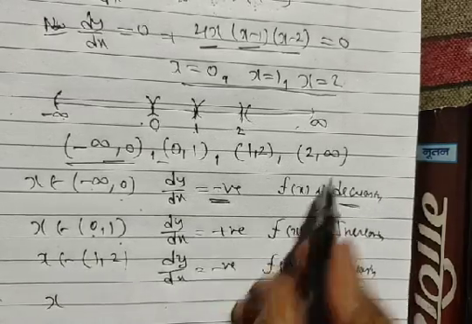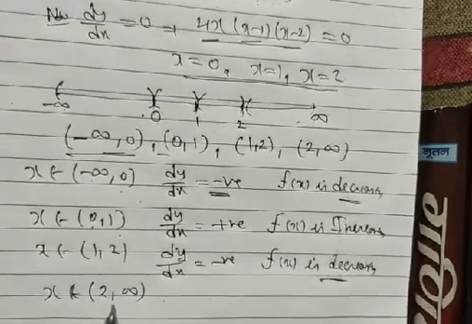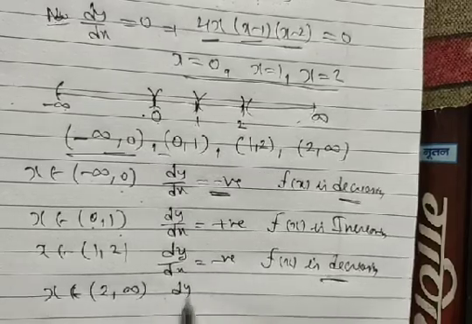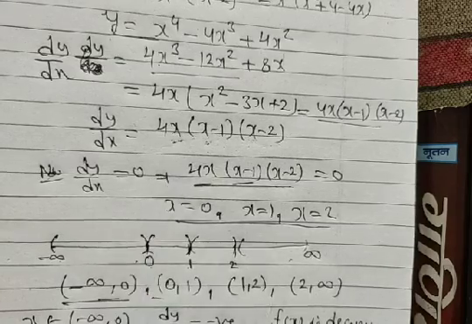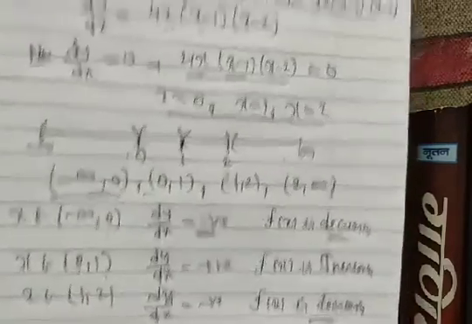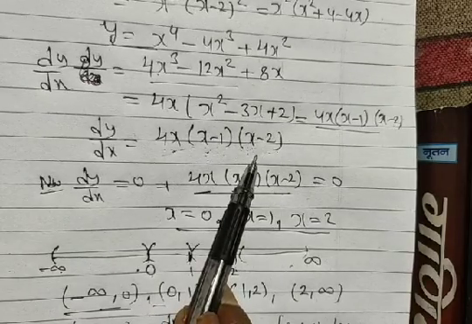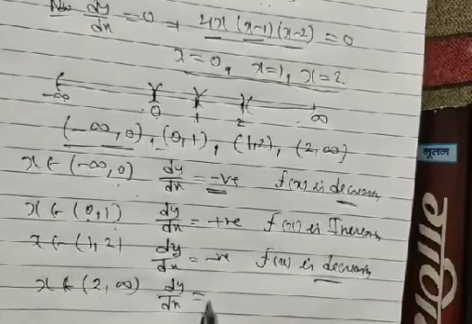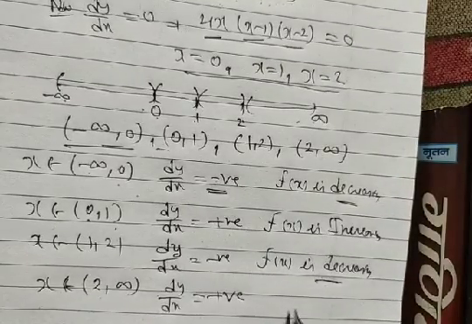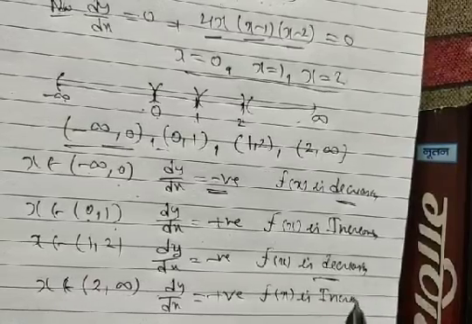Now move to the last interval. When x lies in the open interval 2 to infinity, we are going to see the sign. What is the sign of dy/dx? When x lies between 2 and infinity, this sign is positive, this is also positive, and the last one is also positive. Positive, positive, positive, multiplying all of them, the sign of the derivative is positive there, and in this case our f(x) is increasing here.